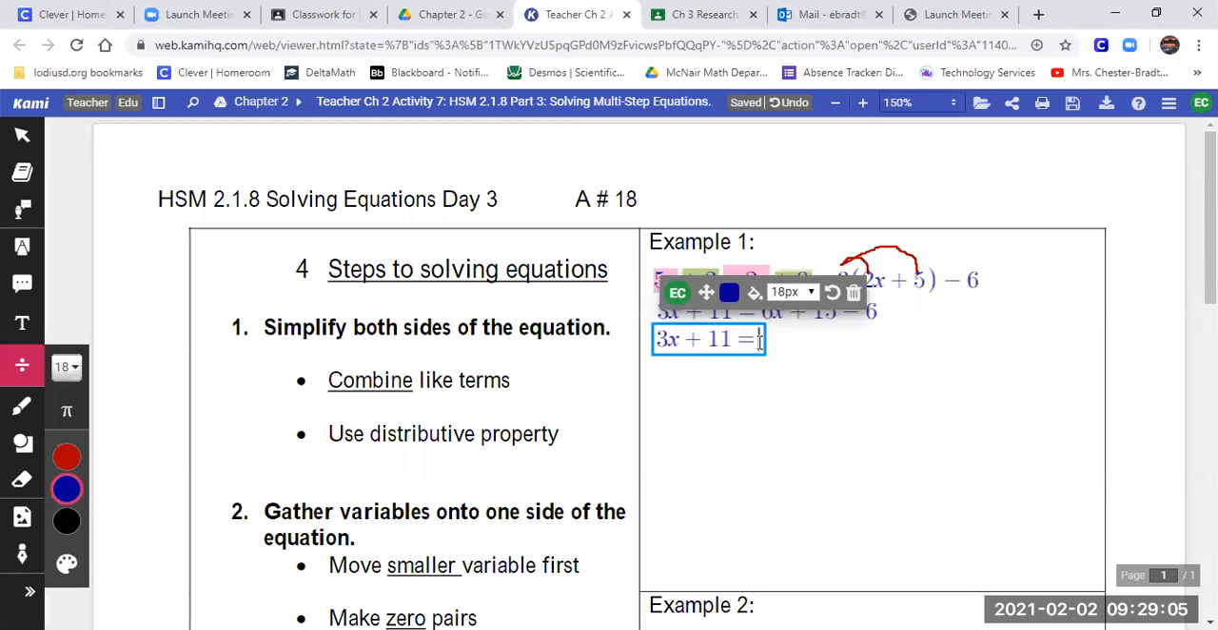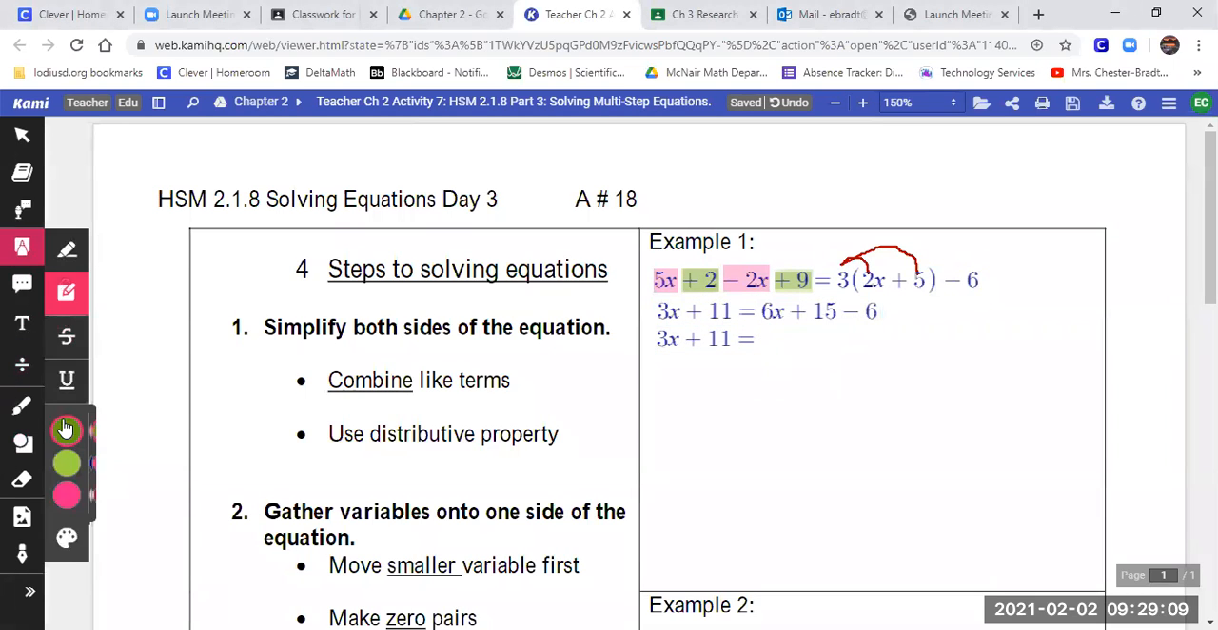Okay, I still have the 3x plus 11, but I need to clean up this side. So I need to combine my like terms. So let's see what I have to combine. I have to combine a number, so that's the green. I have a positive 15 and a negative 6 I need to combine.